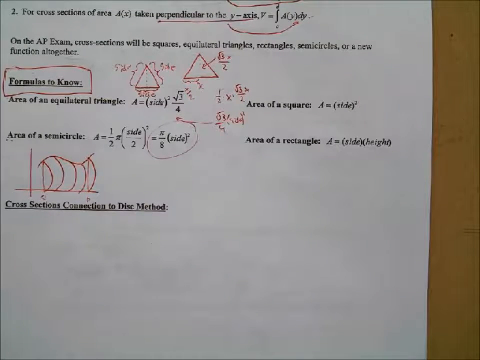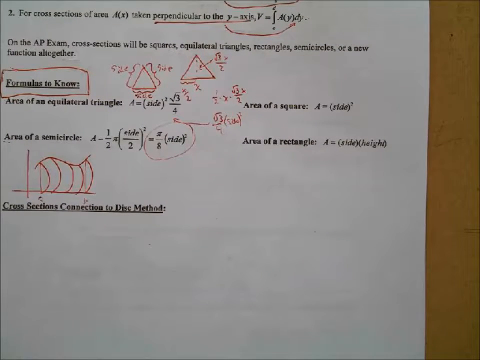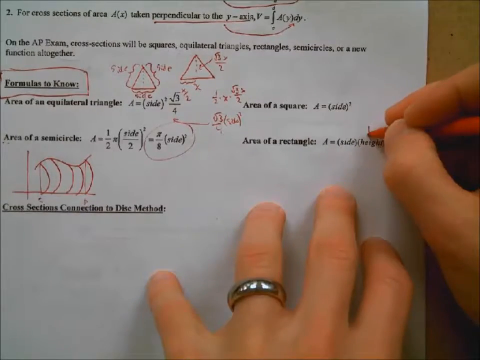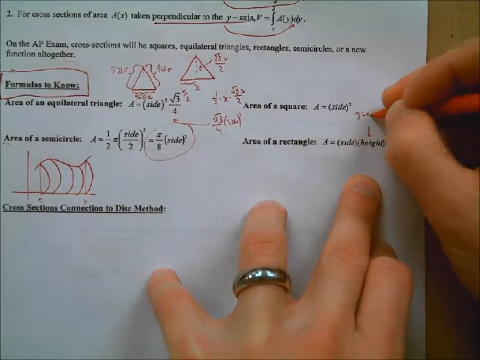And then finally, we can also talk about rectangles. Rectangles are side length times a height. And typically this height is some sort of given relationship.